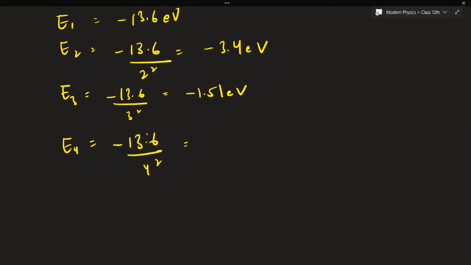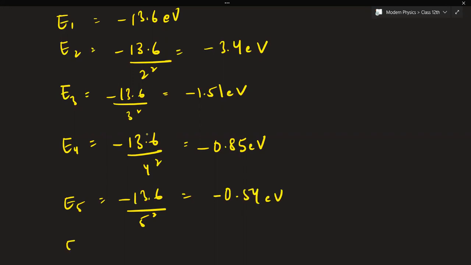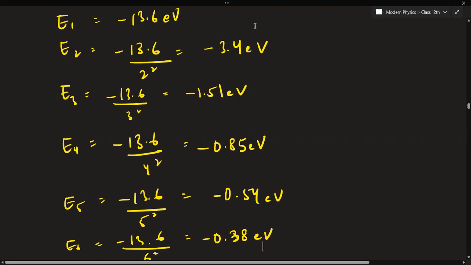So E4 will be minus 0.85 electron volt. E5 means N is equal to 5, so minus 13.6 by 5 squared, that will be minus 0.54 electron volt. And the last one you can remember: at least till 5 you remember, 6 even if you don't remember it's okay, that will be minus 0.38 electron volt. Why am I emphasizing? Because that will be needed in the energy level diagram.